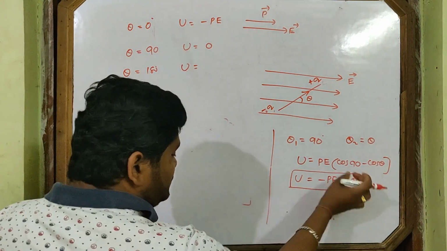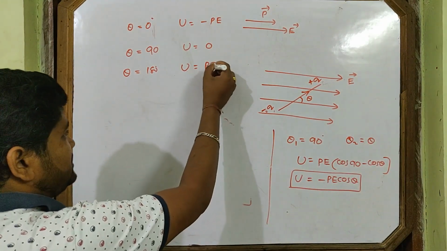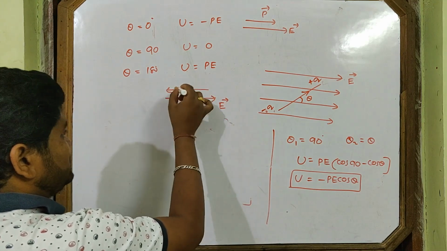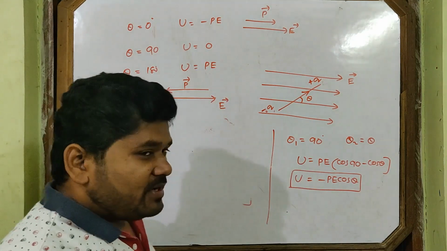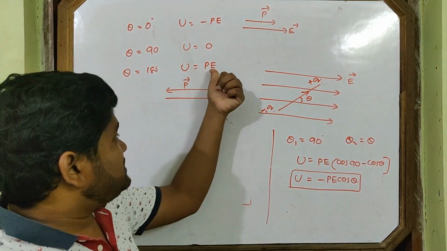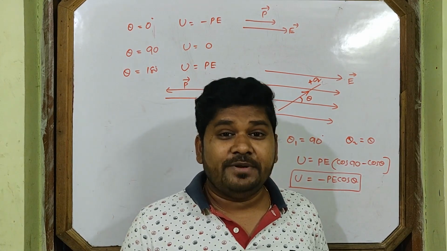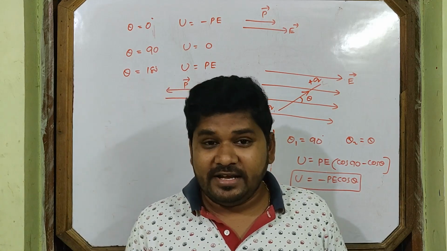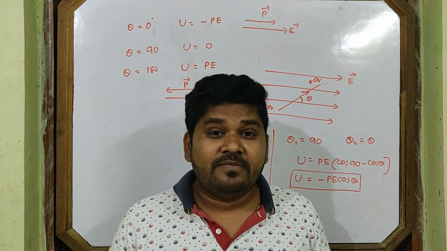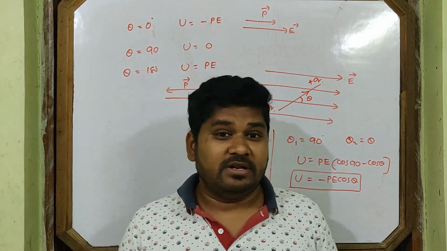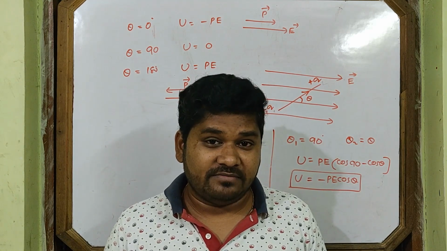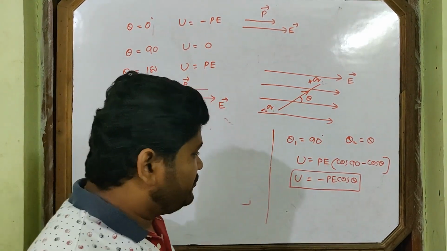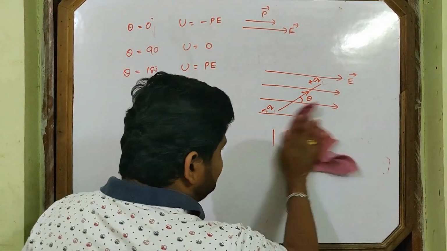What is the U value? You put here cos 180, it becomes plus PE. This is the electric field and this is the dipole moment. What is the angle between them? 180 degree. So maximum potential energy, unstable equilibrium position. You recall the first chapter we have discussed: when theta is 180 degree, that is unstable equilibrium position. Equilibrium but unstable. Maximum potential energy the body will have. So this is about potential energy of the dipole in uniform electric field.